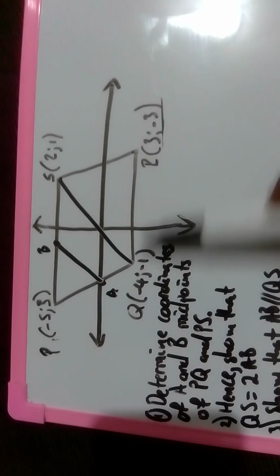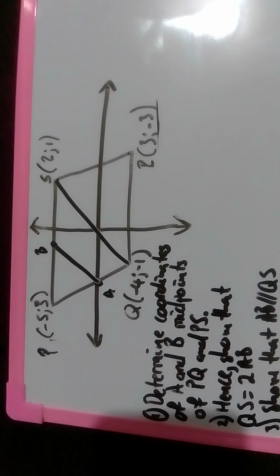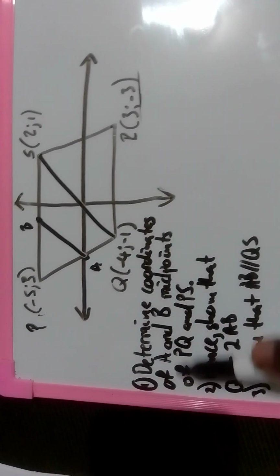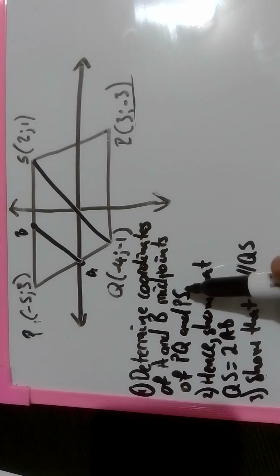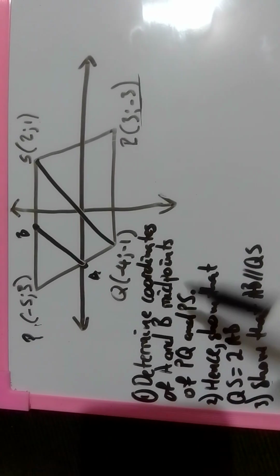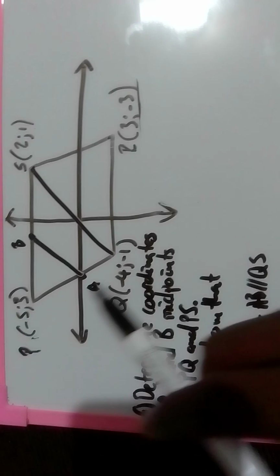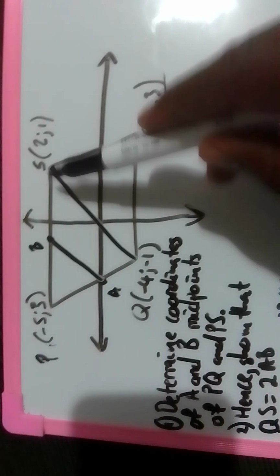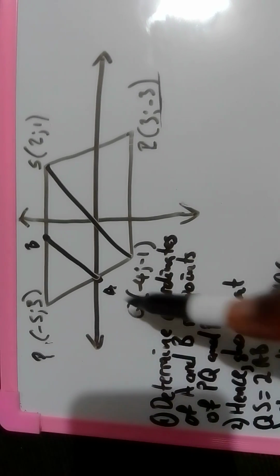We are given a quadrilateral here, and what should we do? Let's see the questions. They say determine the coordinates of A and B, which happen to be midpoints of PQ and PS respectively. So we have point A and point B. We are told that point A is the midpoint of line PQ and point B is the midpoint of line PS. So we must find the coordinates.